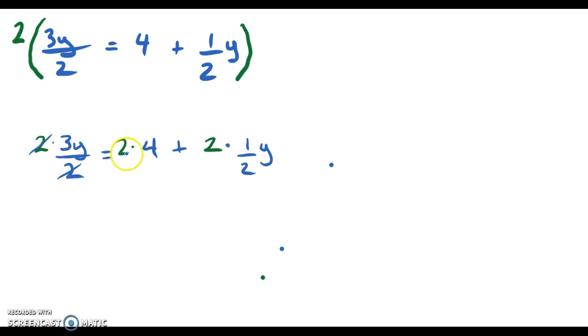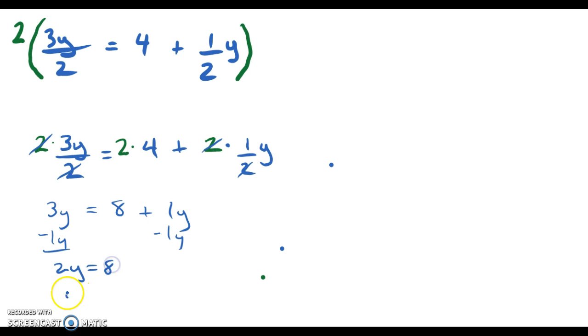But we can't really do anything with this 2. We don't need to, so we're just going to multiply that. Well, let's come to this final term on the far right. 2 divided by 2 is 1, so they essentially cancel out. So we just got rid of all these fractions. So we've got 3y is equal to 8 plus 1y, or just y. And now we can just solve it the way we ordinarily do. Minus 1y. And we've got 2y is equal to 8. y is equal to 4.